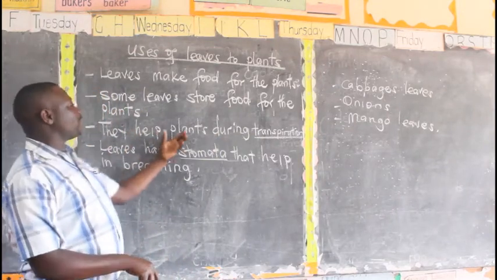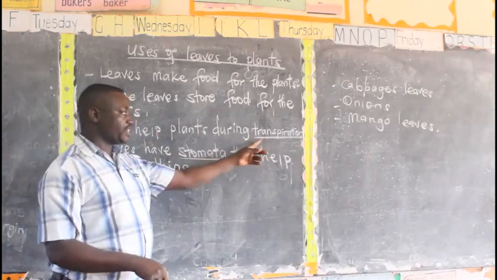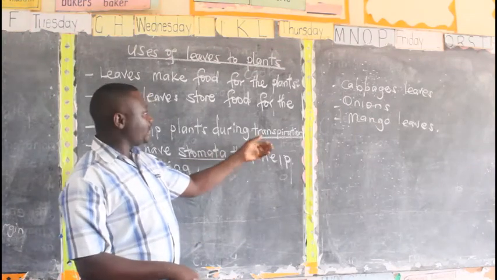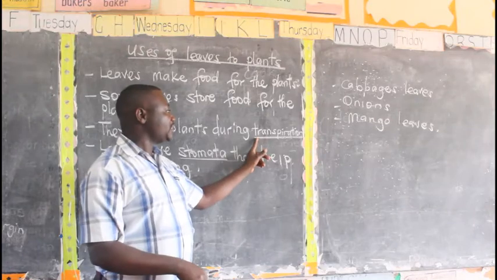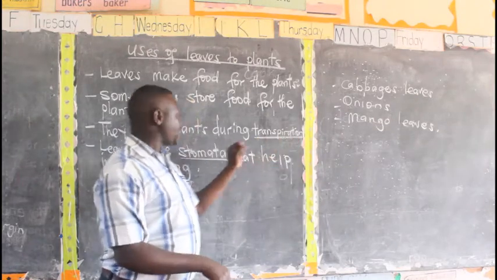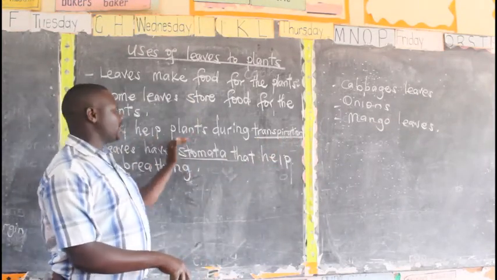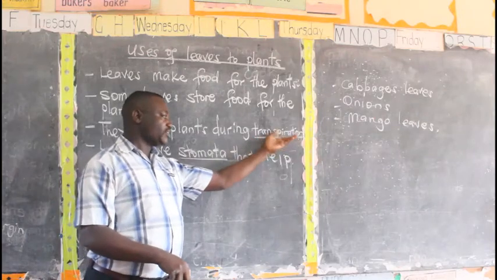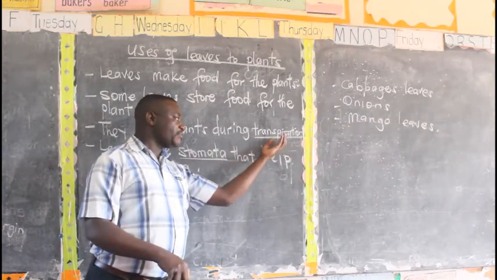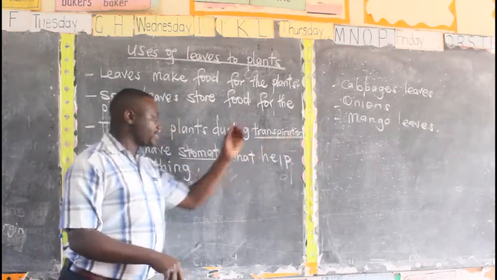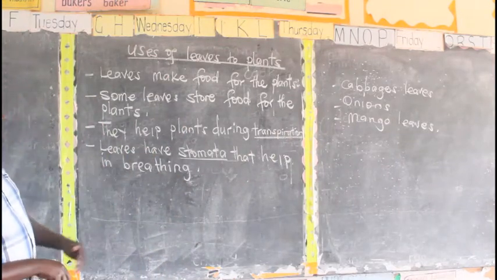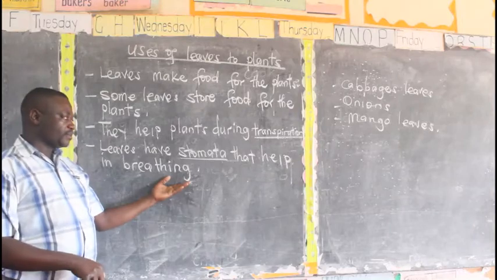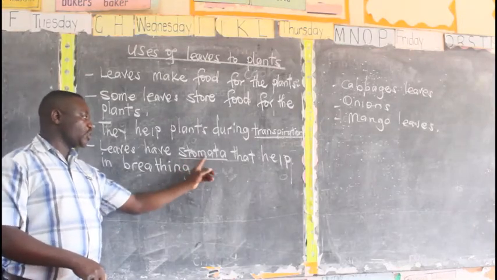They also help plants during transpiration. In our technical lesson, I'm going to explain more about transpiration. However, leaves help plants during transpiration. This point I'm going to elaborate more about. Then, leaves have stomata that help in breathing. So the key word here is stomata.